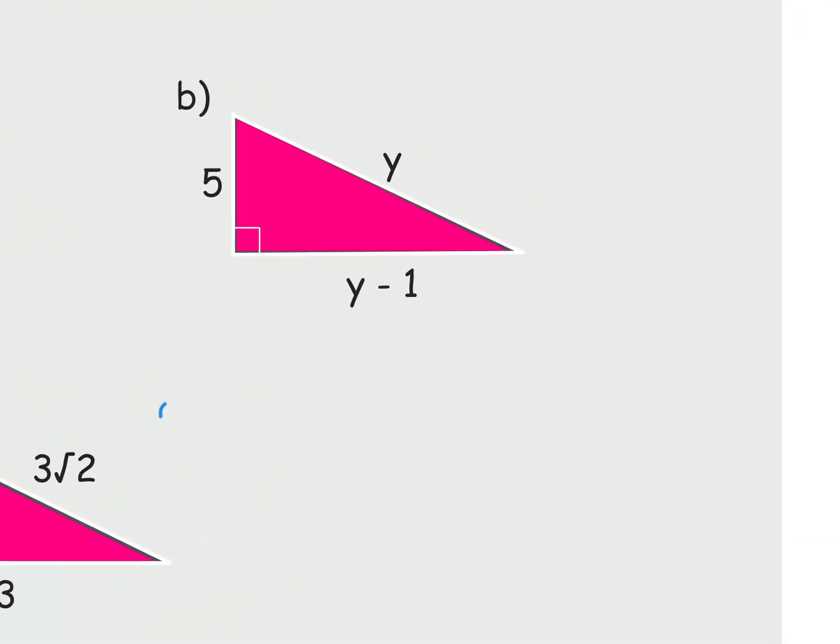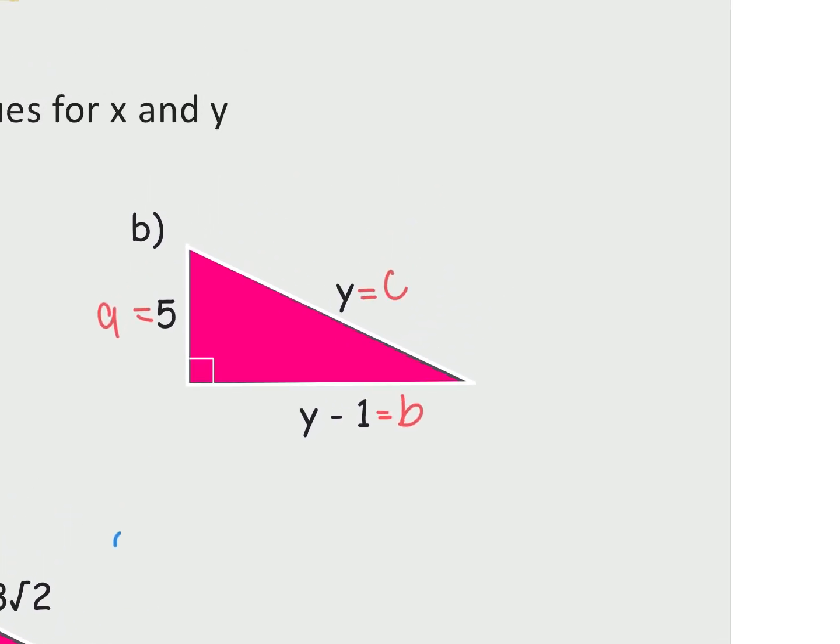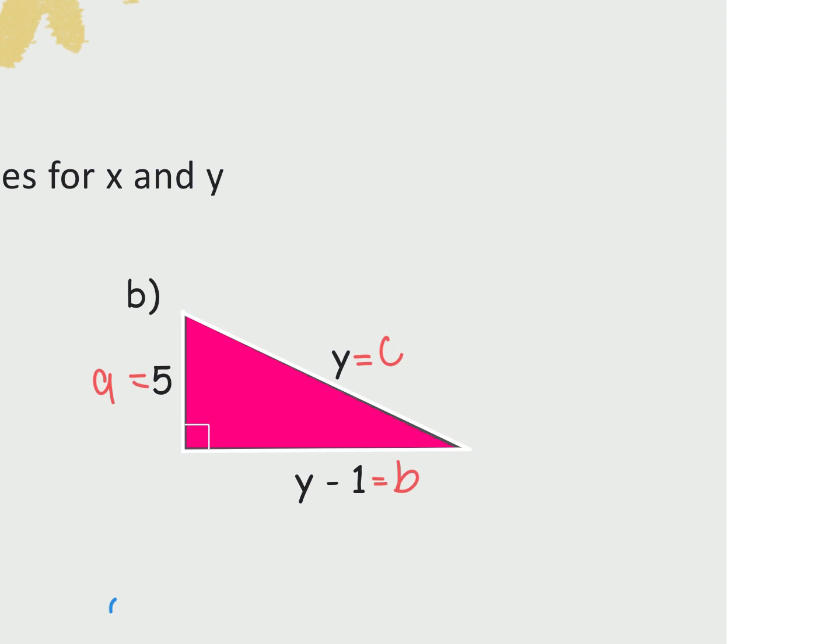Same thing. Label your A, B, and C. Here's A, B, C, and I'm going to go ahead and plug it into my formula. A squared plus B squared, everything is being squared, equals my C squared. And I'm solving for Y. Please pay attention to this one. Looking at this one, solving it out.